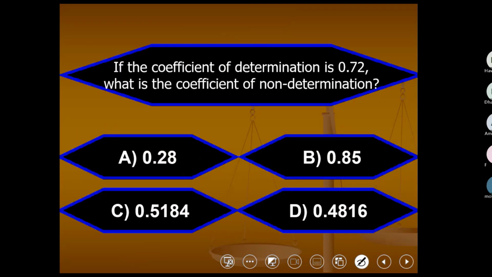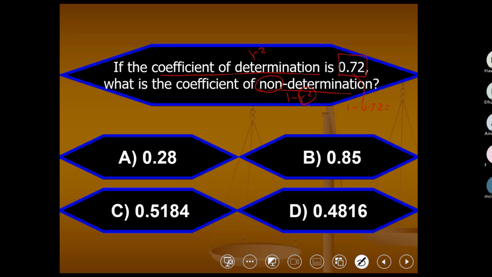Now, the coefficient of determination. Do you know what it means, coefficient of determination? It is R squared, right? Okay. He's asking you to find the coefficient of non-determination. He gave it to you in decimal, right? So this is R squared, and we know this one is 1 minus R squared. So you already have R squared. So to find this one, you say 1 minus R squared, where R squared is 0.72. So the right answer should be what? C. Why C?